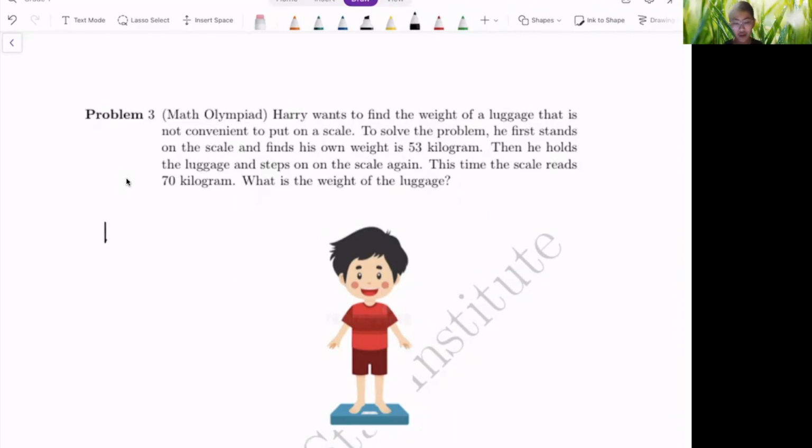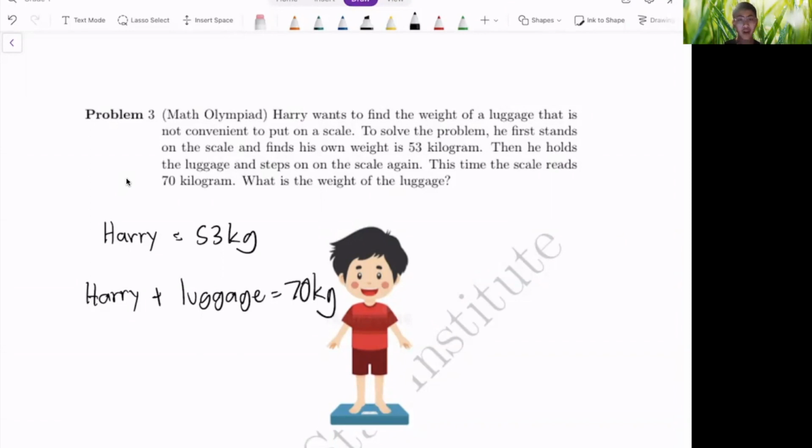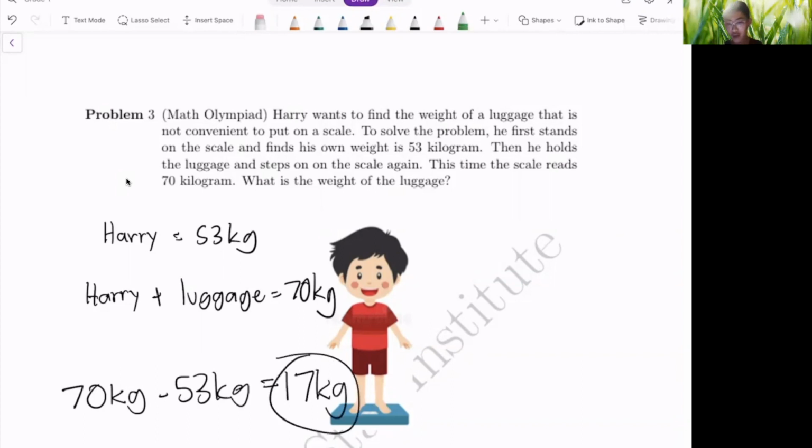So first off, we are given the weight of Harry, which is 53 kilograms. And then Harry, this time with his luggage, weighs 70 kilograms. So we know that Harry plus luggage, which is 70 kilograms, subtracted from Harry's own weight, which is 53, should be the weight of the luggage. So let's rewrite the equation. 70 kilograms minus 53 kilograms, and that just gives us 17 kilograms. So therefore, the luggage weight is 17.